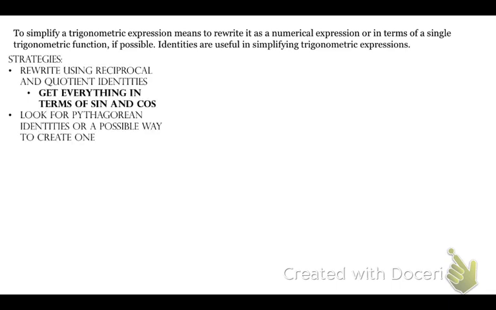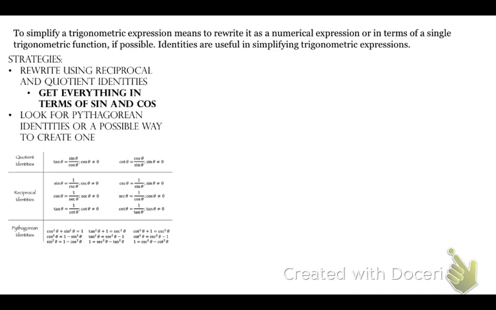To simplify a trig expression means to rewrite it as a numerical expression or in terms of a single trig function if possible. We are going to use some strategies here. First, rewrite using reciprocal and quotient identities. That means get everything in terms of sine and cosine. If you get everything in terms of sine and cosine, things will start to fall into place a little easier. And then look for Pythagorean identities or a possible way to create one.